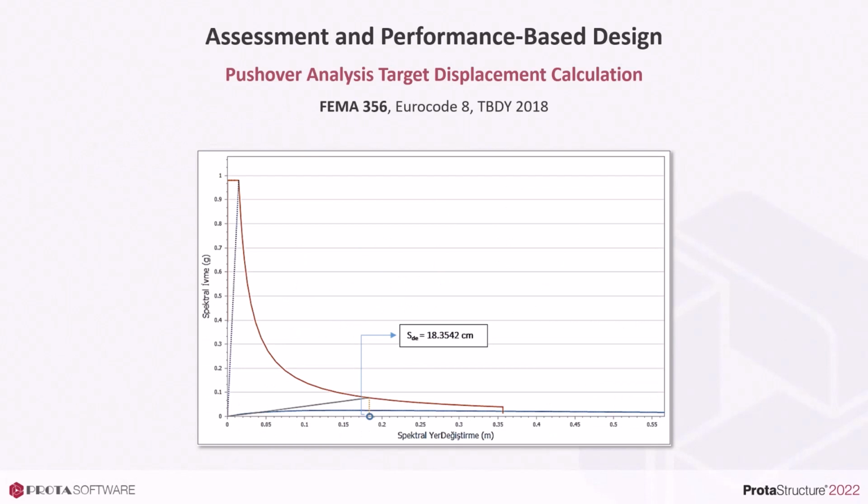A vital step after the pushover analysis is to find the demand that a target code spectrum requires from our building. It is also known as the performance point. A target displacement identifies the performance point. After plotting the capacity curve, ProtaStructure can detect the target displacement according to FEMA, Eurocode 8, or Turkish codes.